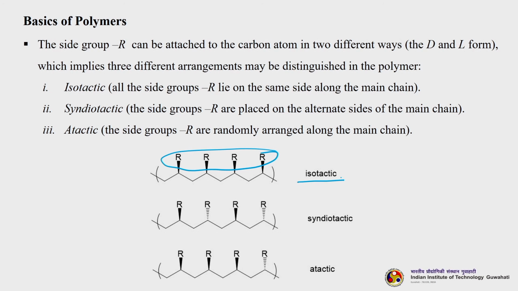In syndiotactic, the R groups are placed on alternate sides of the main chain. So, one here followed by one here, then one here again followed by one here. So, this is an alternate arrangement, and in atactic the side groups are randomly arranged along the main chain. So, there is actually no proper sequencing followed. You can see here there are three arrangements followed by another one. So, it can be anything. It is basically random, they do not follow any proper sequence.